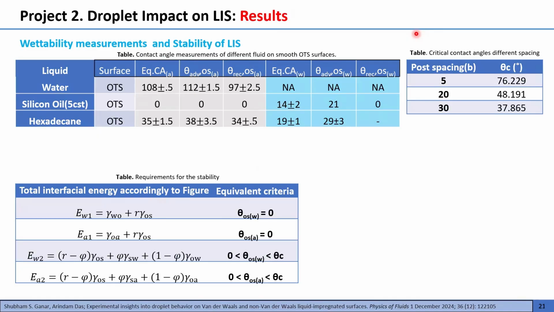The first table shows the contact angle measurements of different fluids on a smooth OTS surface for air and water environments. The second table shows the critical contact angle for the particular pore spacing, and the bottom table shows the equivalent criteria for stability, which was given by the Varanasi group.